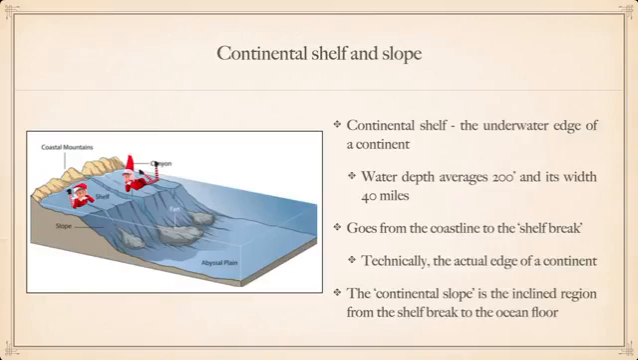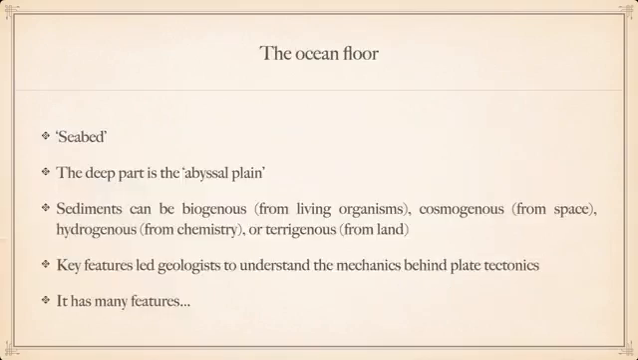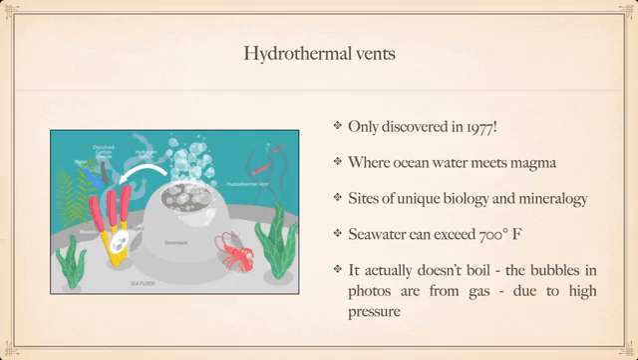And then afterwards, you have the continental slope, which is the inclined region from the shelf break to the ocean floor. Ocean floor itself is also known as the seabed, with its deepest part being called the abyssal plain. The sediments can be biogenous, which are from living organisms, cosmogenous, which are from space, hydrogenous from chemistry, or terrigenous, which are from land. Key features in here led geologists to understand mechanics behind plate tectonics, which is something that we'll get into later. So, some of these many features include hydrothermal vents, which were actually only discovered in 1977.